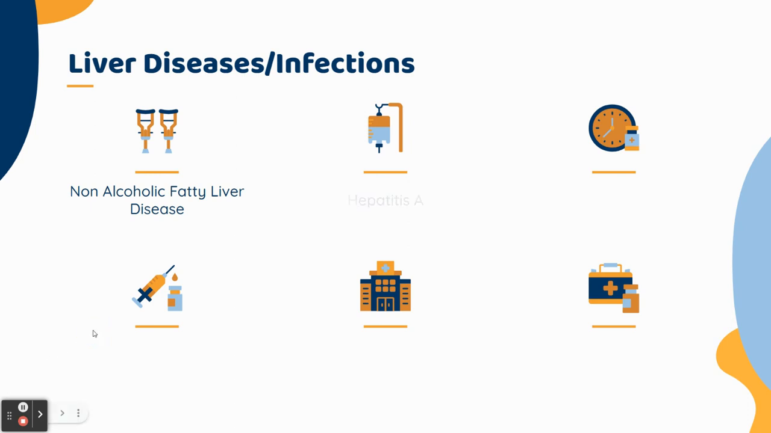Now, let's move on to hepatitis A, B, and C. The hepatitis A infection is caused by the hepatitis A virus. This is transmitted through contaminated food, water, and direct contact with someone who is infected. There is a vaccine that is always recommended and can prevent infection.